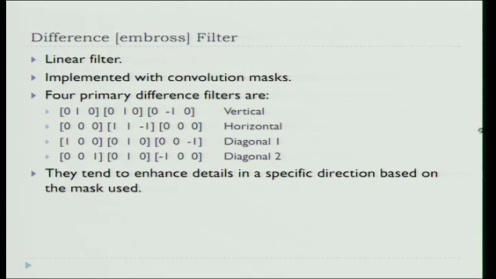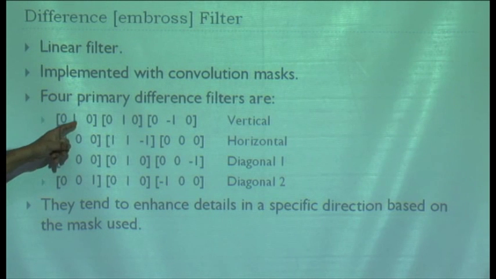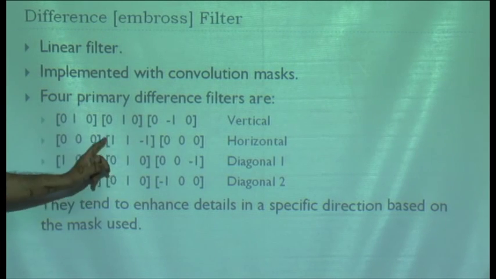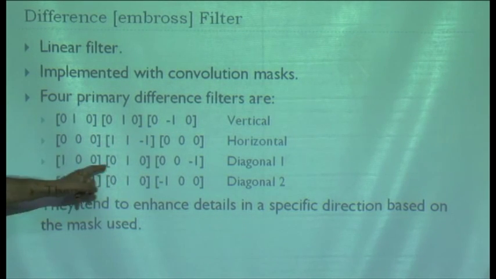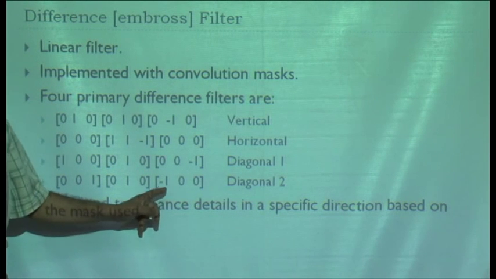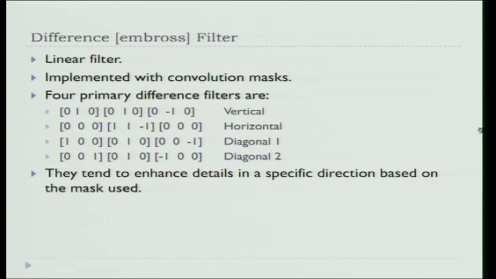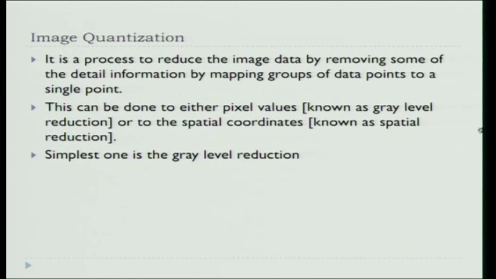There is another filter which is known as the difference filter, sometimes we call it the Ambrose filter. These are also linear filters. You have to convolve it from one corner to another corner, and the masks are given. This is the vertical impact, this is the horizontal impact. This is one diagonal impact, and this is also a diagonal impact, right? And this is also a linear filter. Up to this I can tell about all filtering. Okay. So, this is about your filtering.